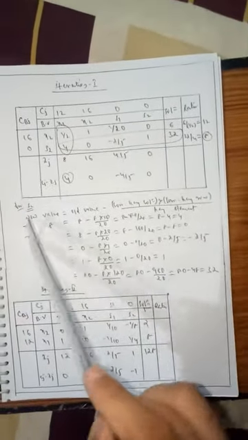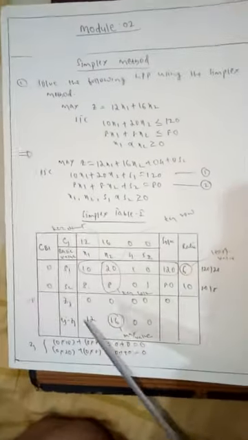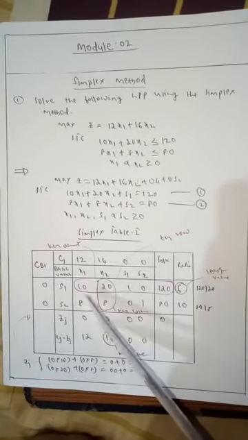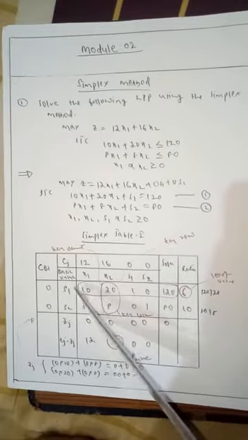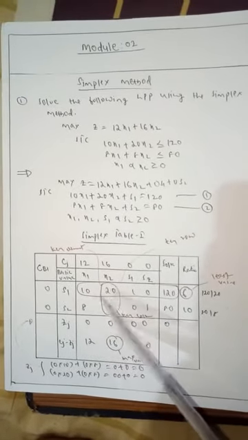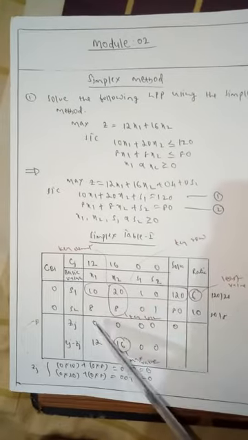And for the other rows, we have one formula. For entering the new values: new value is equal to old value minus corresponding key column value into corresponding key row value divided by key element. I will show one value here. The old value is 8. Substituting in the formula: 8 minus, corresponding column value 8 and corresponding row value 10, divided by key element 20. I got the answer 4, so write 4 here. Check this formula in the previous table, then apply it and you will get the values.